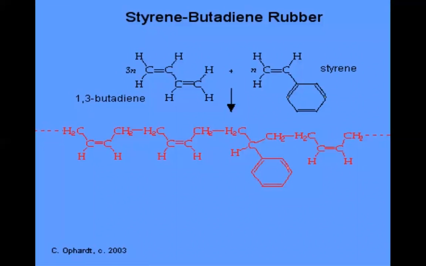Coming to the structure of styrene butadiene, see here, it is made from 1,3-butadiene, which is 75%, and styrene, which is 25% in its composition. These two undergo polymerization in the presence of a sodium catalyst, and it forms styrene butadiene.